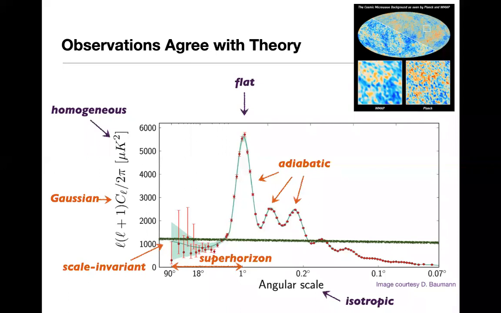But inflation not only predicts a flat universe that's homogeneous and isotropic, but it also gives us a spectrum of Gaussian, adiabatic, and nearly scale invariant fluctuations. And it also provides a mechanism that generates super horizon fluctuations in a causal way to explain the temperature differences we see in the CMB.